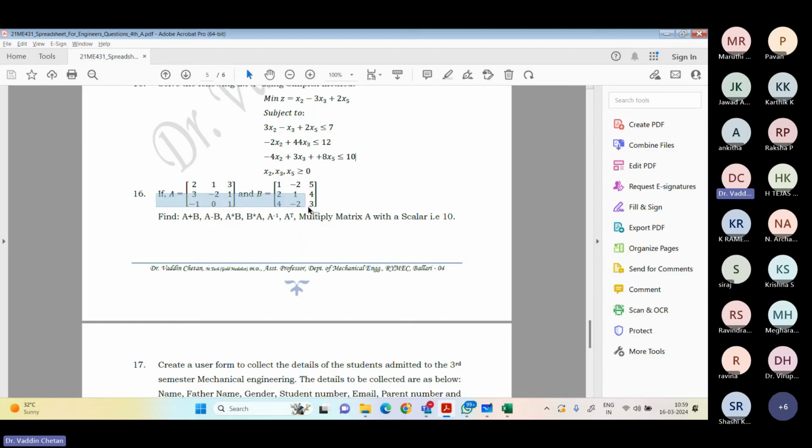Add here 60. It is one of the simplest ones. That is, if A is matrix so and so and B is matrix so and so, I need to calculate A plus B, A minus B, A into B, B into A inverse, and A transpose, and I need to multiply a matrix A with the scalar 10.